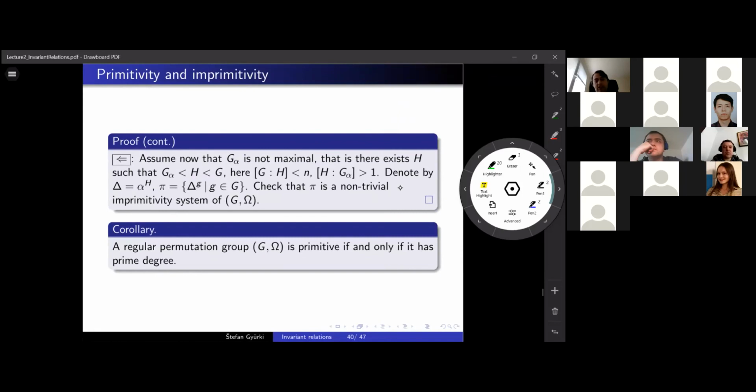In the opposite direction, one can proceed in a similar manner, but in this case, one has to consider the element alpha, and if we assume that there is a subgroup H which is strictly in between G alpha and G, then one can show that the set which is the image of alpha under this group H is a block, and it is not the full set omega. So this proves that the group is imprimitive. Now, a direct corollary is that if we have a regular permutation group, then this group is primitive if and only if it has prime degree.